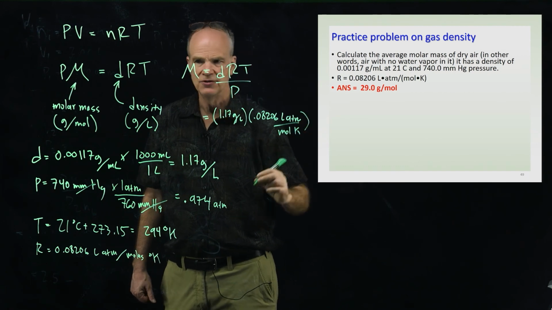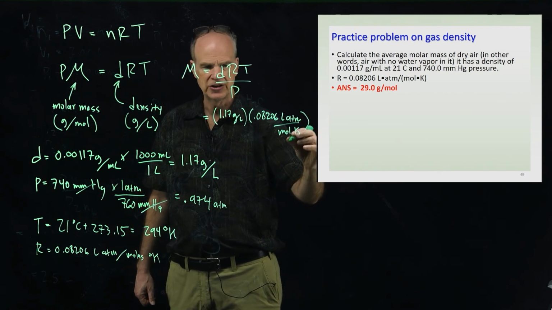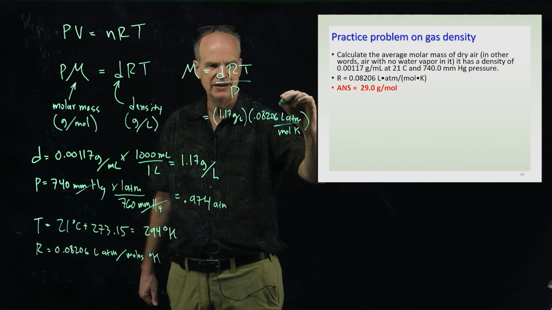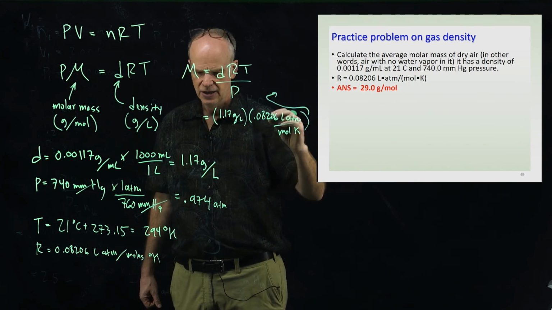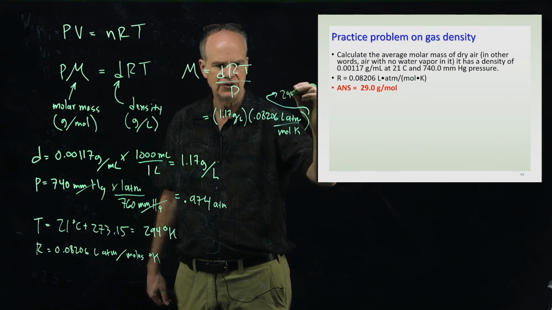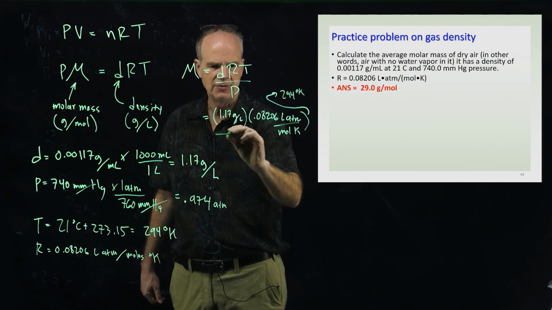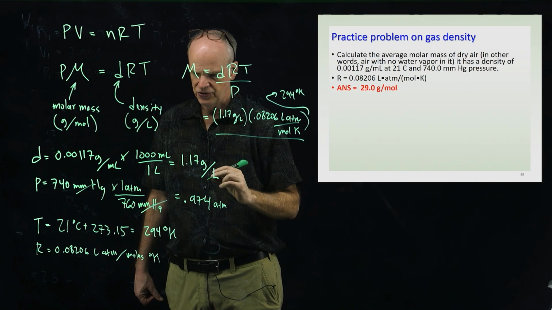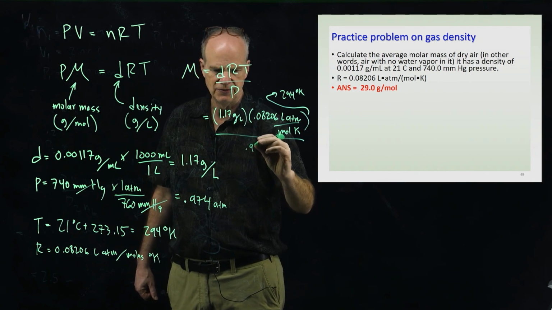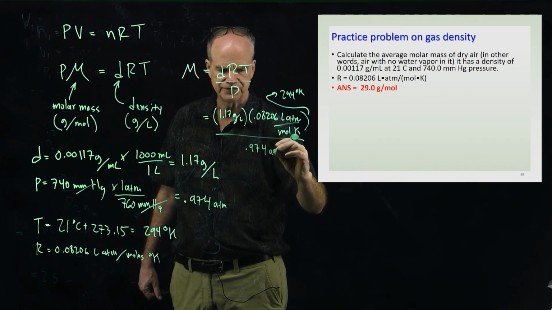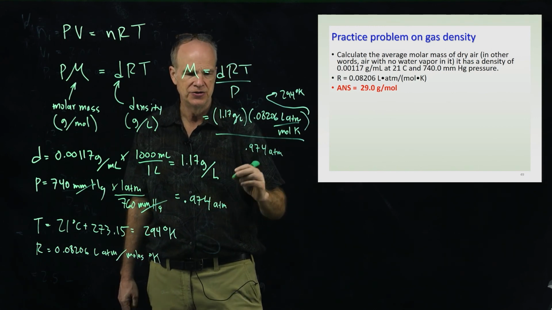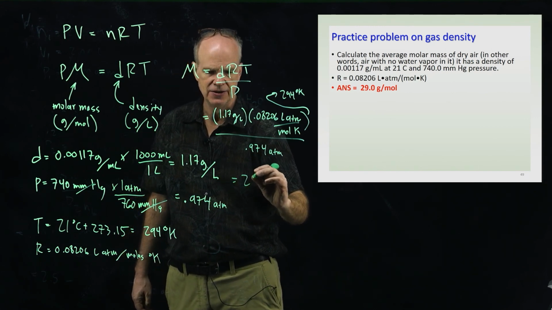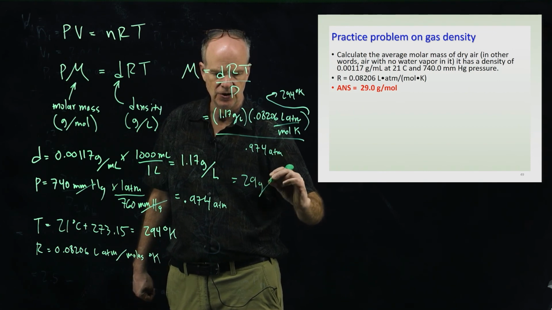And then finally, we have a temperature. It looks like I'm going off the screen here, so I'll just write it up here. The temperature is going to be 294 degrees Kelvin, divided by the pressure, which is 0.974 atmospheres. And so our answer should be 29 grams per mole.